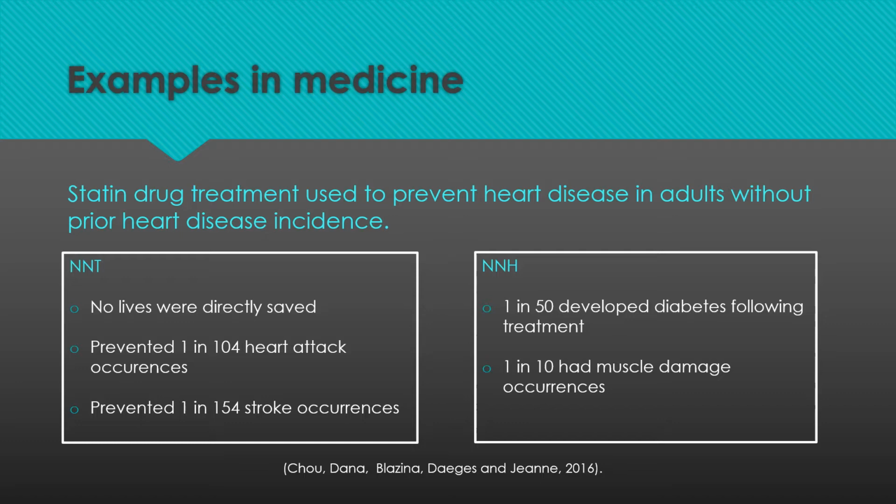104 patients was the number needed to treat to prevent one heart attack. The number needed to treat for stroke was even greater, with 154 patients needed to treat to prevent one stroke occurrence. Perhaps the most shocking statistics here are the ones relating to the number needed to harm.